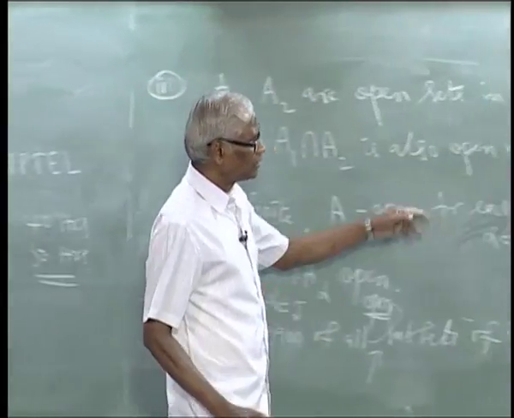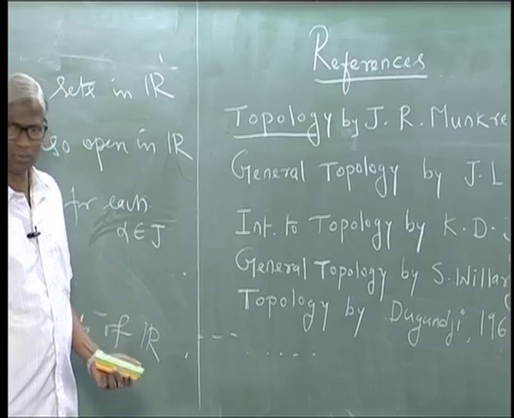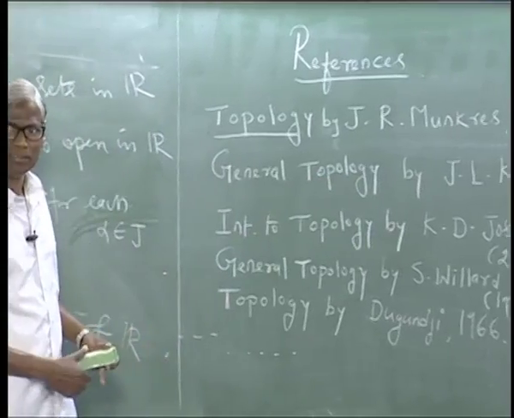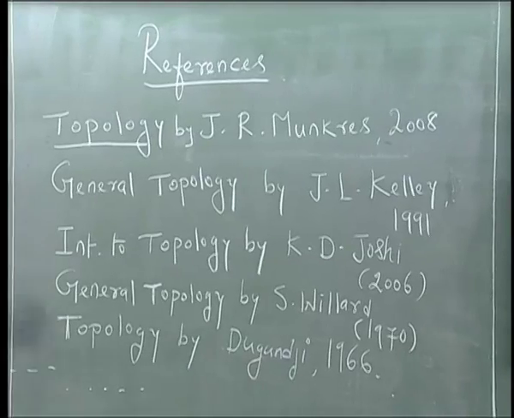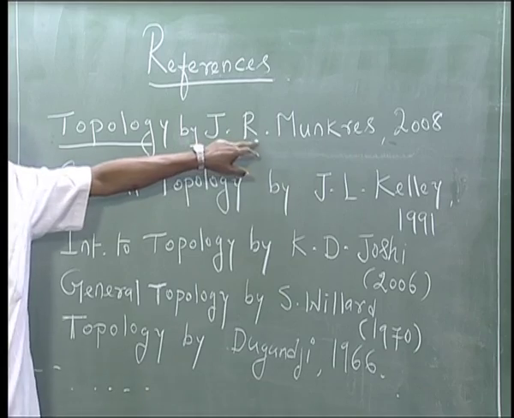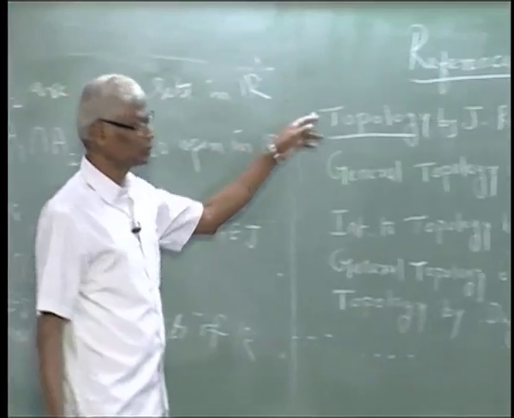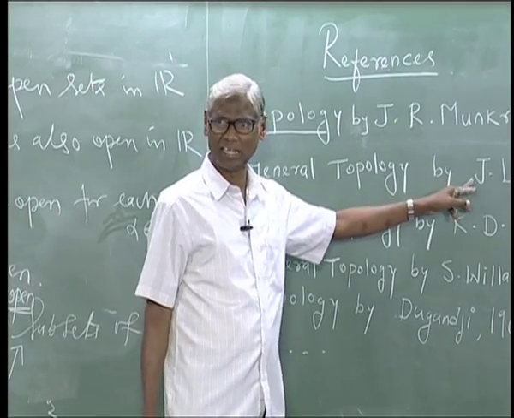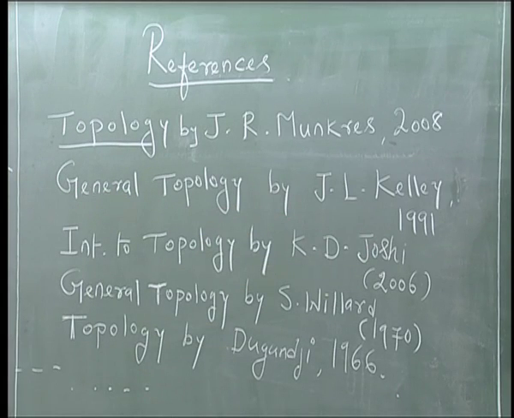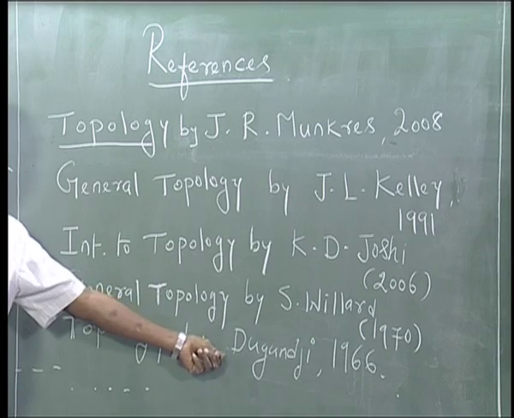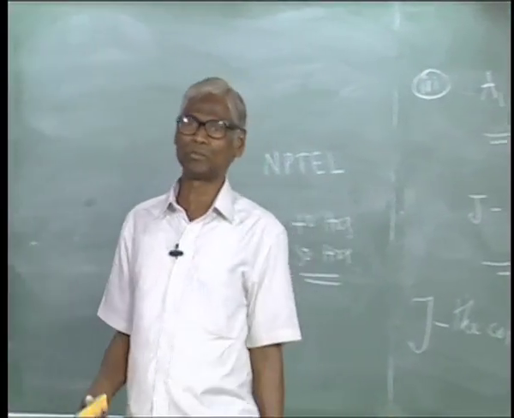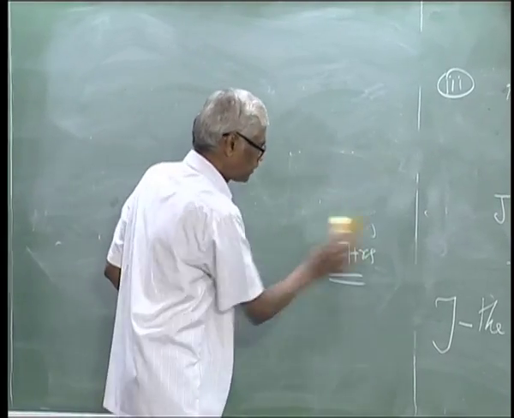So the reference books are Topology by Munkres and General Topology by Kelley. Munkres is excellent and student friendly; the concepts are explained in a student friendly way, easy to understand, whereas General Topology by Kelley is a classical book which requires maturity to understand. Other books are all equally very good: Introduction to Topology by K. D. Joshi, General Topology by Willard, Topology by Dugundji. There are many other excellent books available. At least we have mentioned some of the books here.